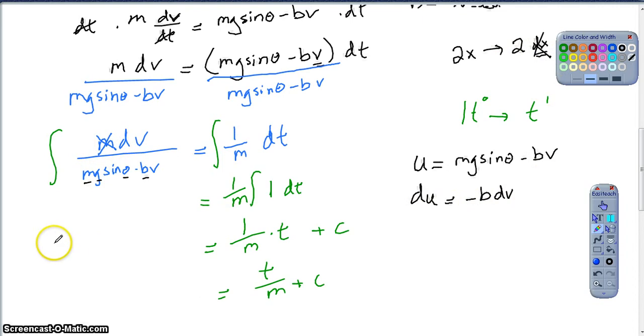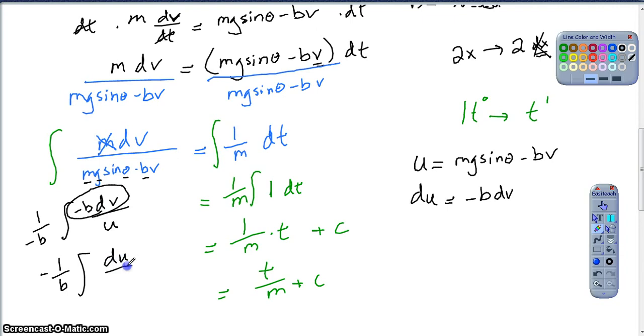So when I look at my integral, I still have dv right now, all over u. Again, I can't integrate it yet because I have dv and I have u, but it's easy enough to make dv into du. I just need to multiply it by a negative b. So if I want a negative b on the top inside, then I need a 1 over negative b outside. So I've got 1 over negative b, or negative 1 over b, and then the integral of this whole thing, which would be du over u.